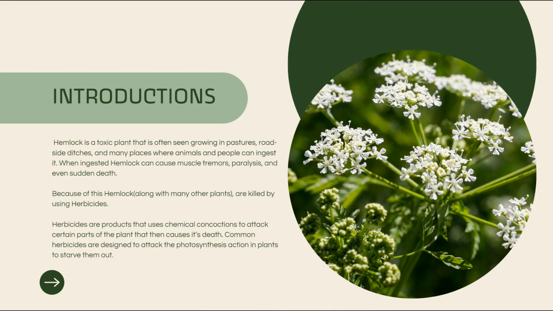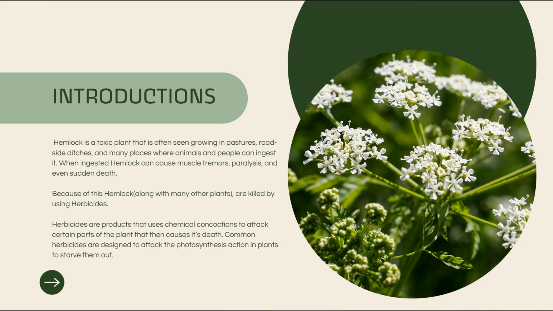Hemlock is a toxic plant that is seen growing in pastures, road ditches, and many other places where children and even grown adults may accidentally ingest it. When hemlock is ingested, it is very deadly. In livestock, it is often very fatal. In humans, it is often seen causing muscle tremors, paralysis, and even sudden death.